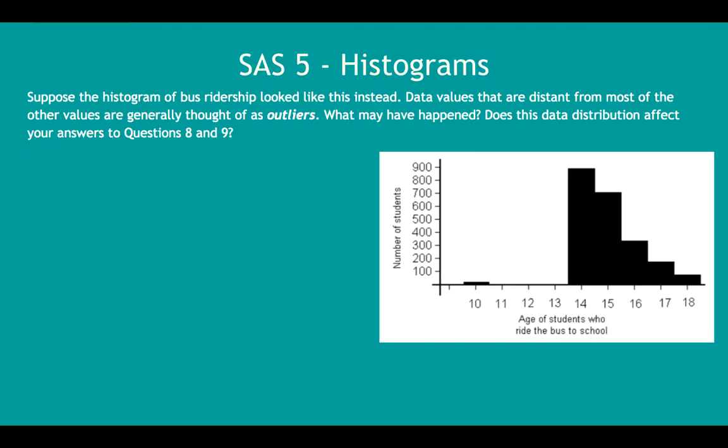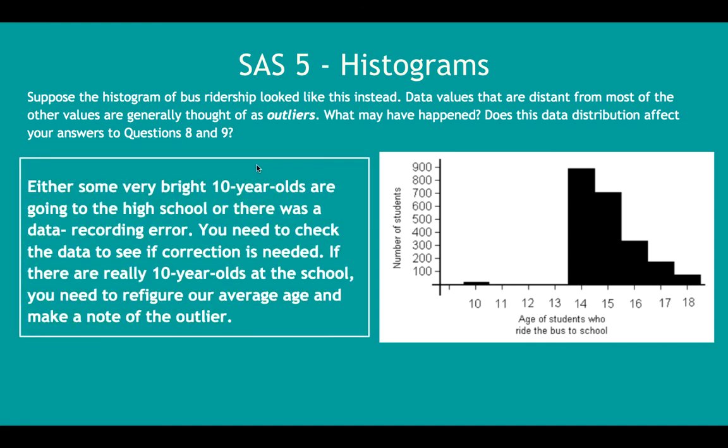So suppose the histogram of this ridership looked like this instead. Data values that are distant from most of the other values are generally thought of as outliers. So this value over here that has 10 years old, that's an outlier. So what could have happened? Does this data distribution affect your answers to questions 8 and 9? Well, of course it does, just very little though. Either there are some very bright 10-year-olds going to the high school, or there was a data recording error.